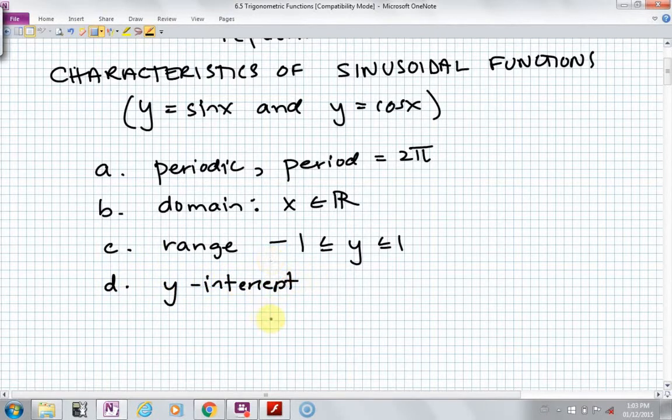Now the y-intercepts are different, but you need to remember them. So if we have a sine x graph, where's the y-intercept? At y equals 0. And for the cosine graph, you can look at your graphs from yesterday. The y-intercept is at y equals 1.